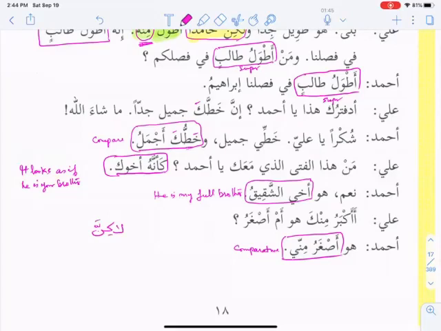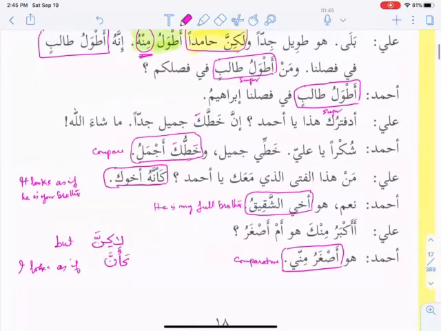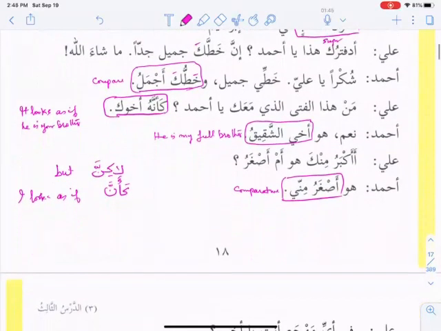Lakinna, which means "but." And then we are learning ka'anna, which means "it looks as if." Now, these are something very beautiful we have to understand. These are min akhwatu inna. You know inna? We did it in lesson 1.